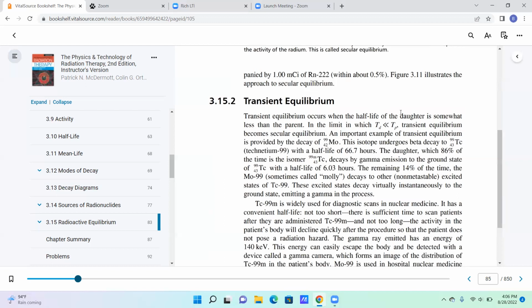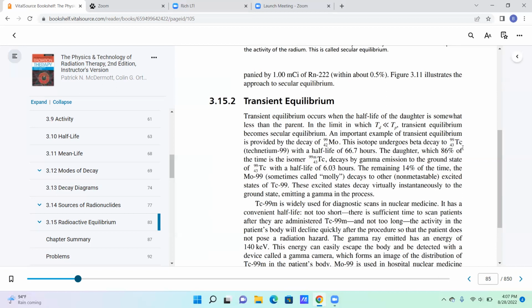Now, transient equilibrium occurs when the half-life of the daughter is somewhat less than that of the parent. In the limit in which the half-life of the daughter is much, much less than the half-life of the parent, this becomes secular equilibrium. An important example of transient equilibrium is provided by the decay of molybdenum-99. This isotope undergoes beta decay to technetium-99 with a half-life of 66.7 hours.